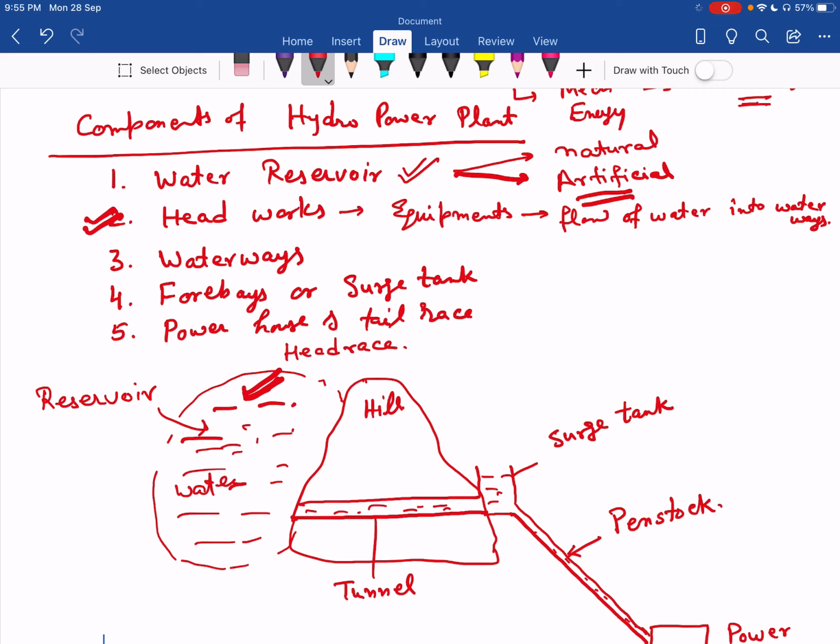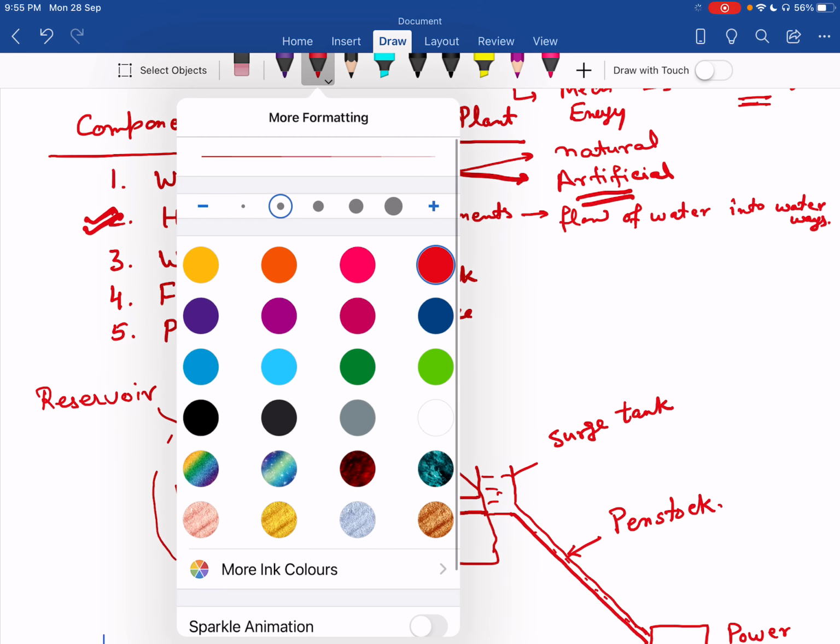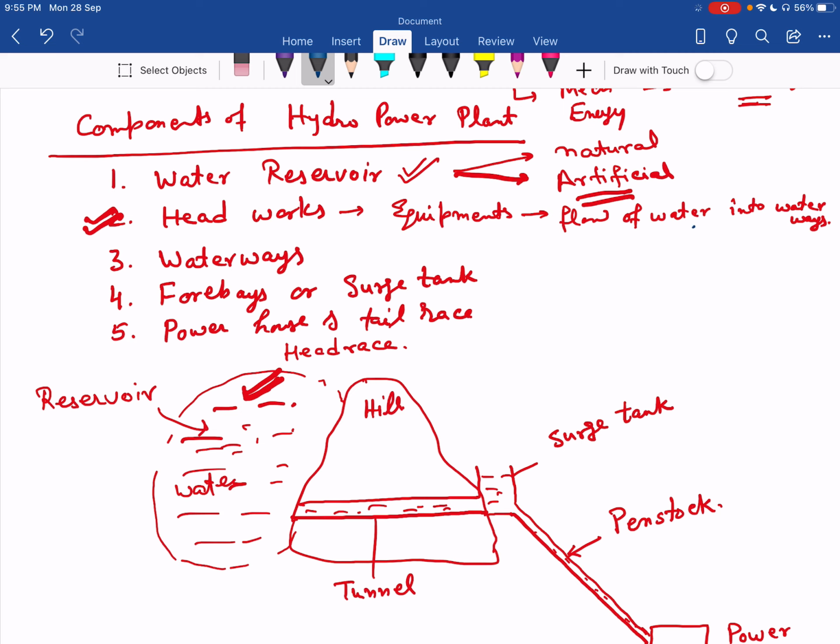Okay, that is on the headrace side. Now this whole system consists of a number of equipments to control the flow of water. The equipments with which we can control the water flow are, first, different types of gates. The gates may be plain sliding gates, roller gates, or wheel gates. The first component of the headworks is the gates.